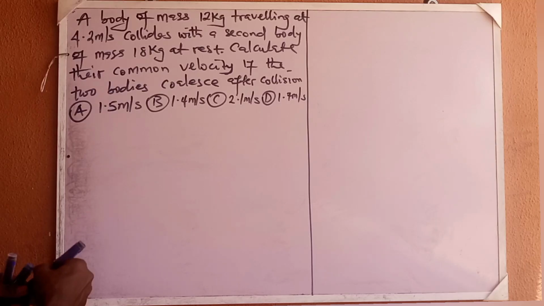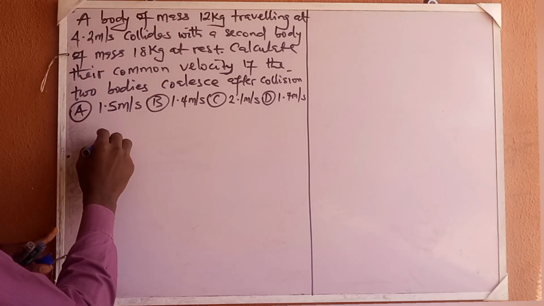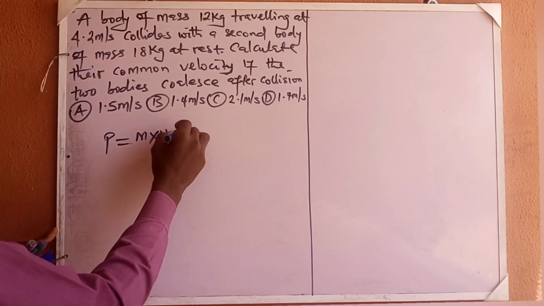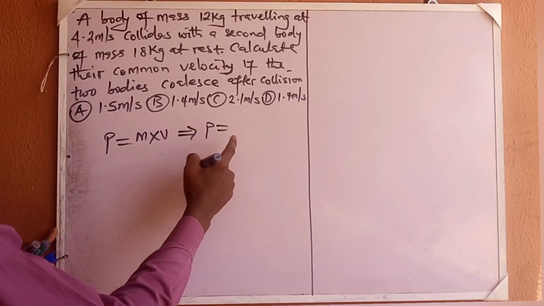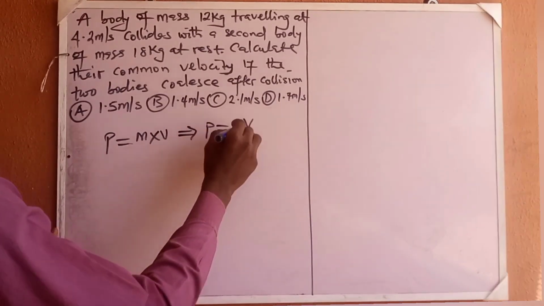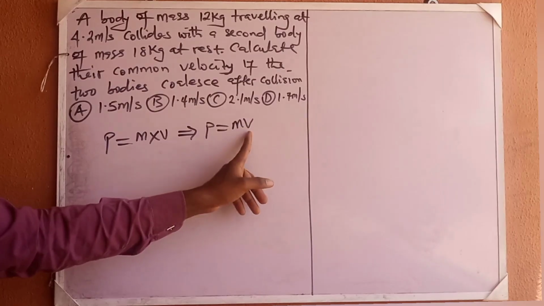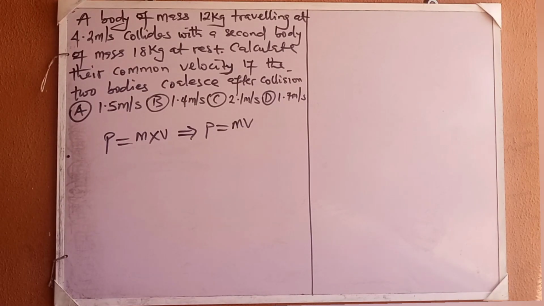Linear momentum of a body is the product of the mass and the velocity of the body. So P, which is linear momentum, is given as mv, mass multiplied by the velocity of a body. So it depends on the mass as well as the velocity of the body.